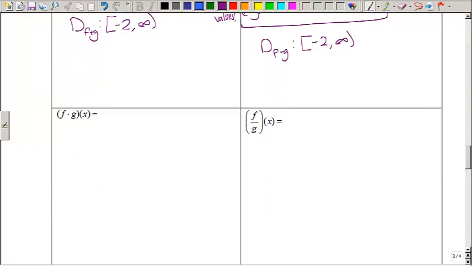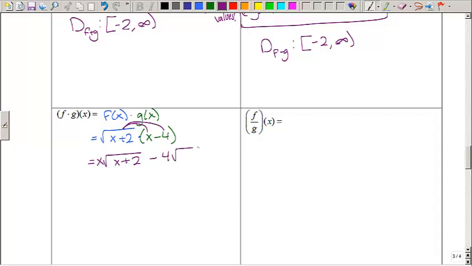To find f times g of x, by definition I use f of x times g of x. The f of x values that I use are the square root of x plus 2 times g of x, which is going to be x minus 4. I can do a little bit of distributing here. I'm taking the square root of x plus 2 times x. I'm just going to go ahead and put the x in front. Minus 4 times the square root of x plus 2. Which leaves me with f times g of x.